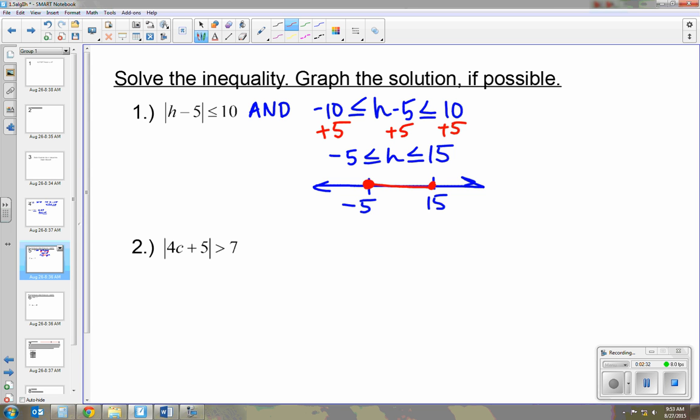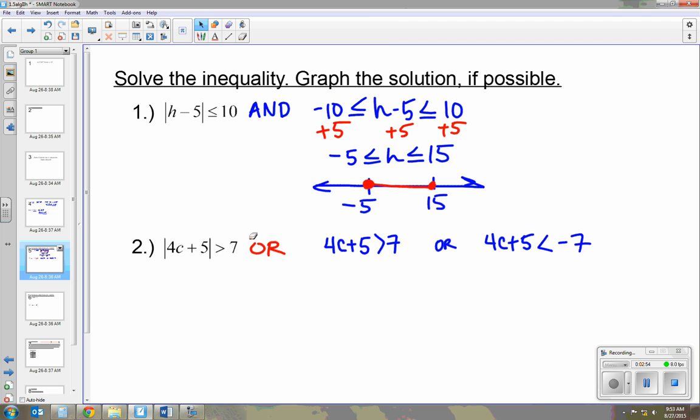Now our next one is absolute value of 4c plus 5 is greater than 7. So this is going to be an or. So we're going to split this into two different inequalities. So we're going to do 4c plus 5 is greater than 7, or 4c plus 5 is less than negative 7. And now we're going to solve this. We subtract our 5 on both sides. We have 4c is greater than 2, divide by 4, and we get c is greater than 1/2.